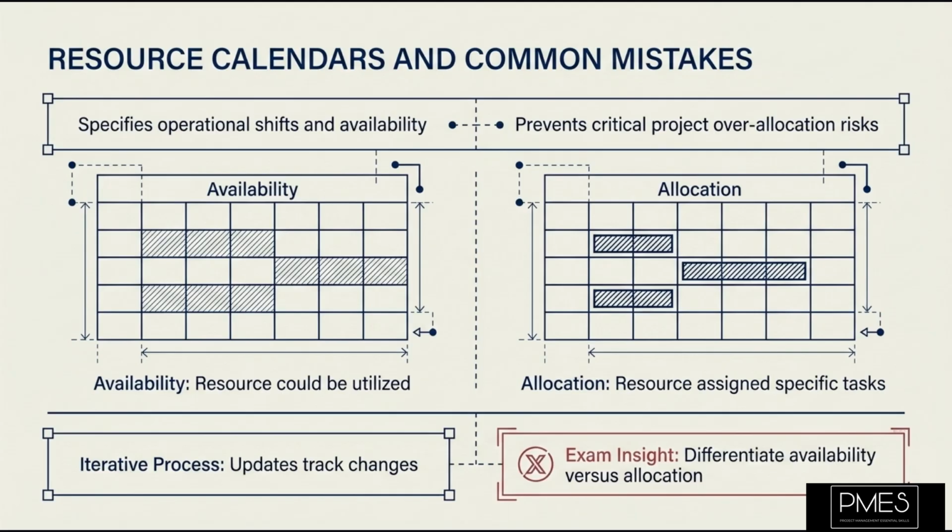Once resources are identified and their availability known, the next step is to acquire them, whether through internal assignments, procurement, or contracting. A common mistake in resource planning is failing to differentiate between resource availability and resource allocation. Availability means a resource could be used, while allocation means a resource is assigned to specific tasks. You might have an available resource, but if they are not properly allocated, your project will still suffer. Also, remember that resource planning is an iterative process. Resource requirements can change as the project progresses, necessitating updates to your plans and calendars. Do not treat it as a one-and-done activity.